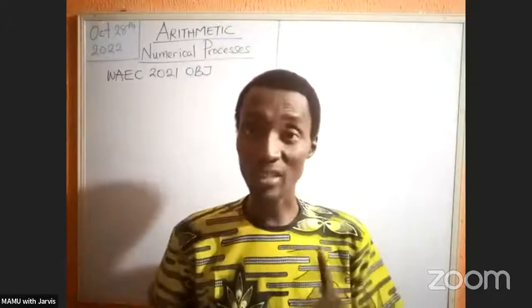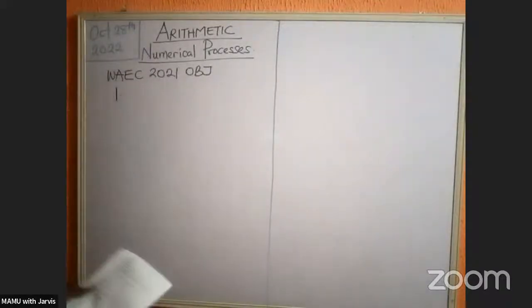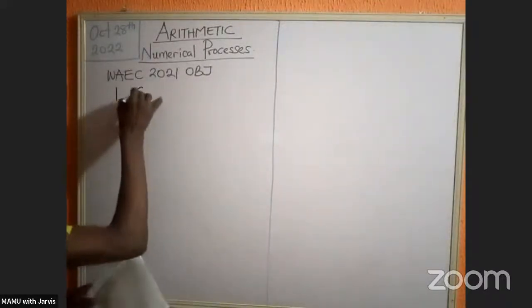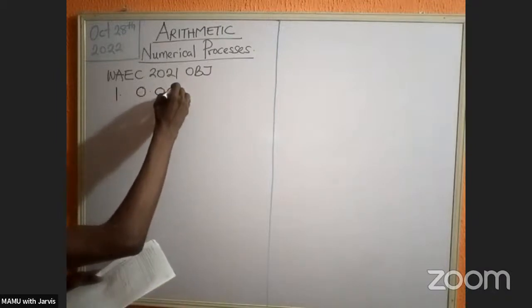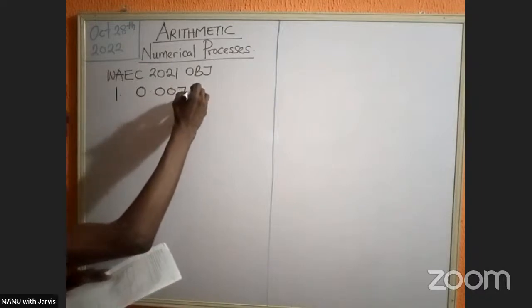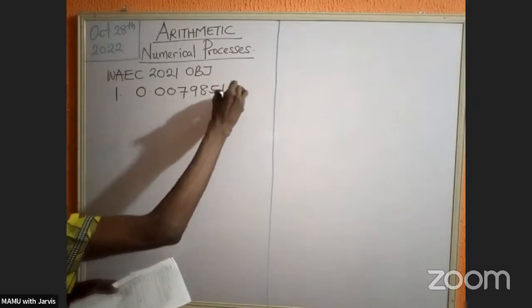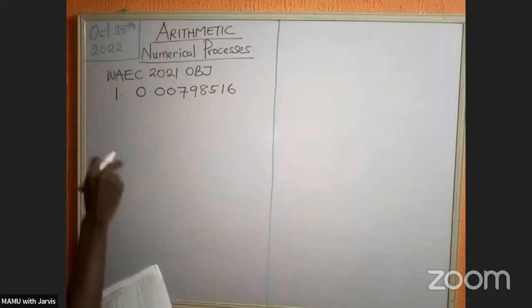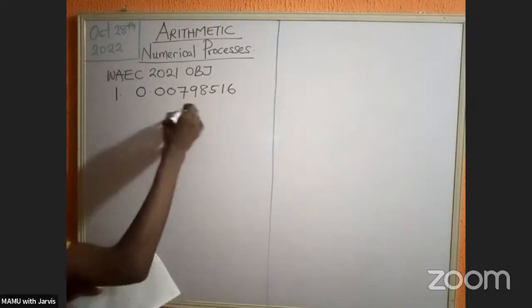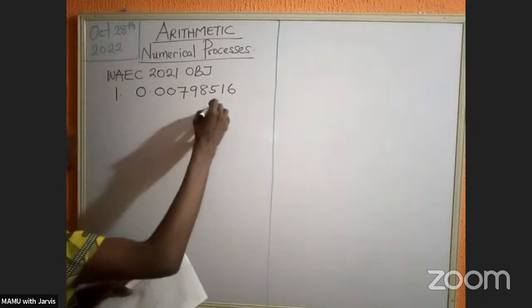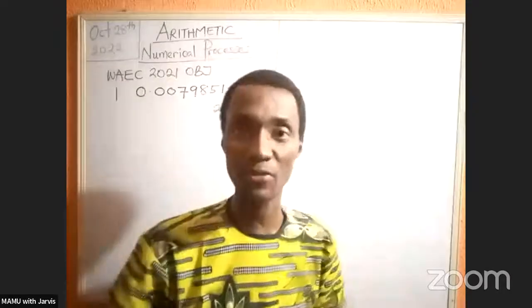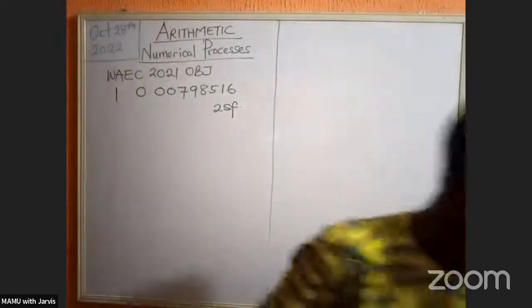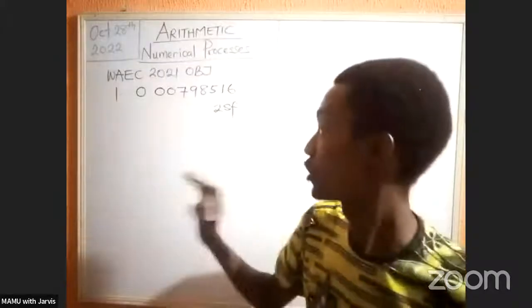So we take that WAEC here. I will start with question number 1. Question 1 says correct. Now this is the number we are to correct. All right, let me write on the board: 0.00798516. We are told to approximate this correct to 2 significant figures, which we sometimes call 2SF.